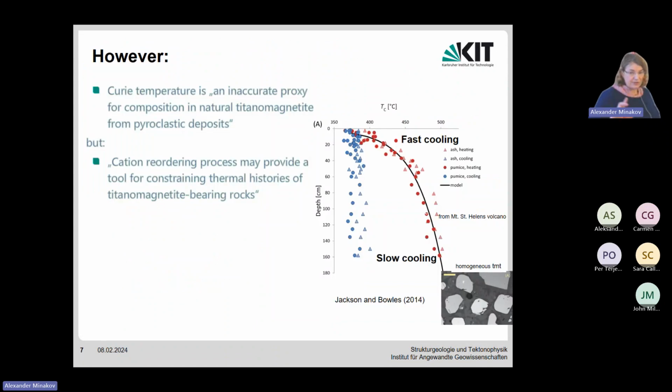But you can also see something other in volcanic rocks. And actually, this observation, probably people have seen it, but they haven't documented it very well. There's one work from Jackson and Bose in 2014, where they showed that Curie temperatures might be very, very different if you compare cooling and heating legs.